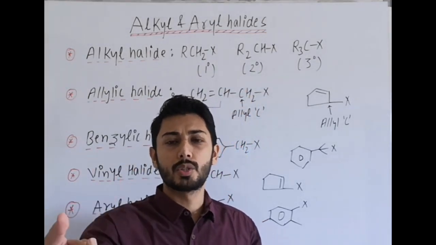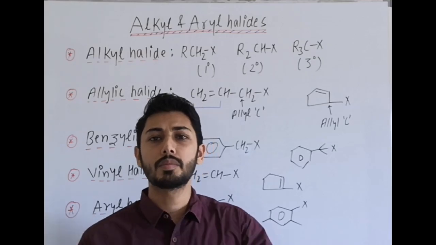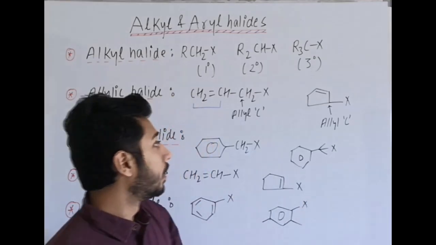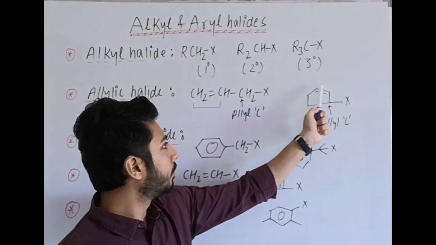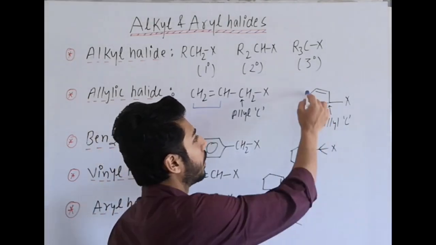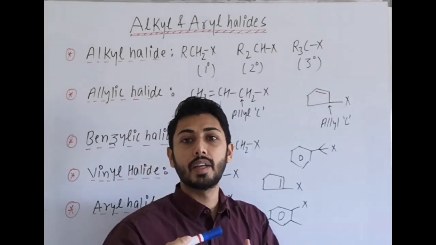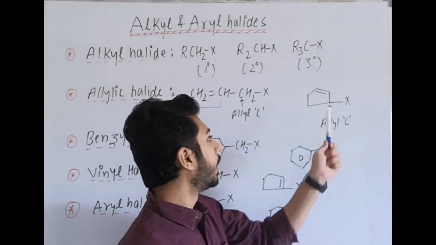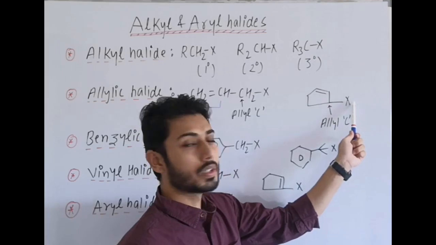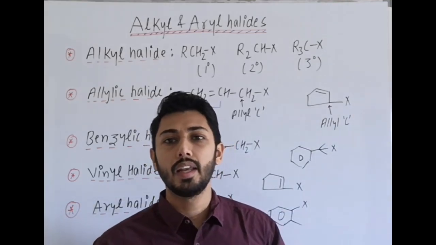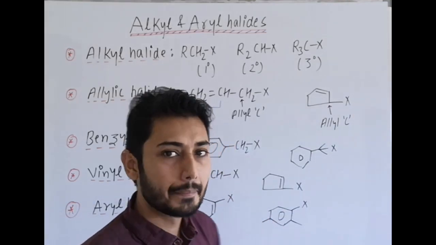If we put OH in place of halogen, it becomes allyl alcohol. Similarly, there is a double bond, and the adjacent carbons, this carbon and this carbon, both are sp3, so they are termed as allylic carbon. Here, to this allylic carbon halogen is attached, so this is allyl halide or allylic halide.